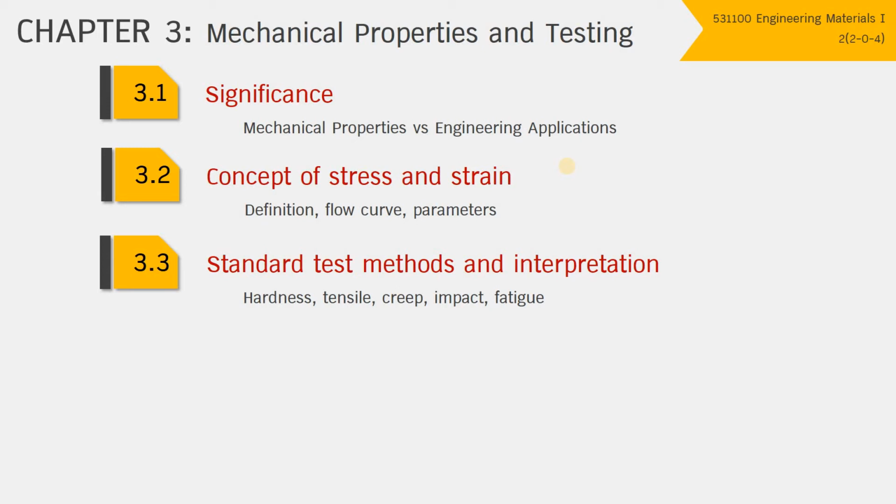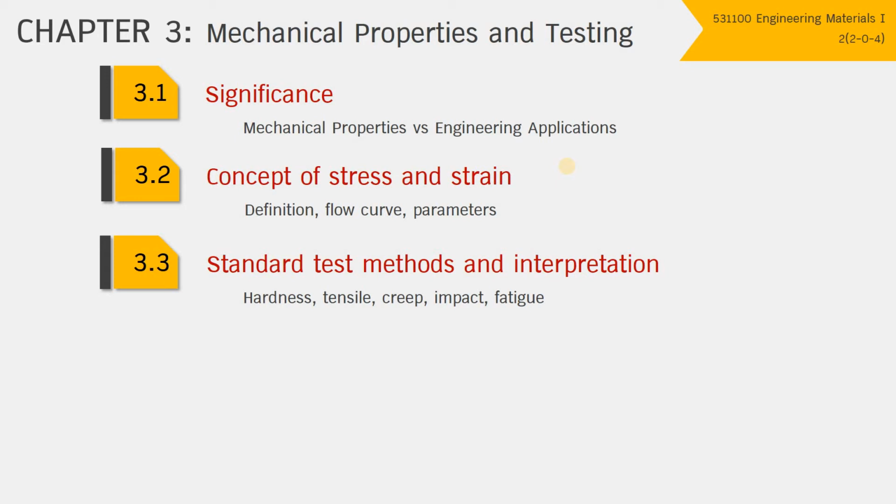First of all, I would like to give you the idea of how important it is. That would be in the first topic, the significance of mechanical properties for engineering applications. Then in topic 3.2, I will go along with the concept of stress and strain, the definition of both stress and strain. Stress and strain can be demonstrated graphically, as we know as the flow curve, and what kind of parameters we normally use for stress and strain.